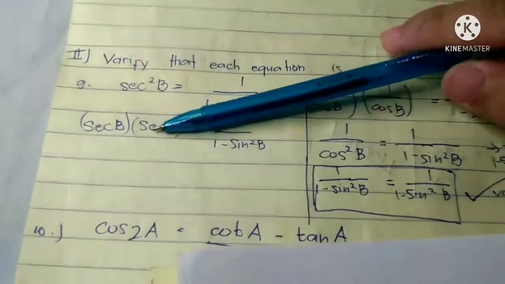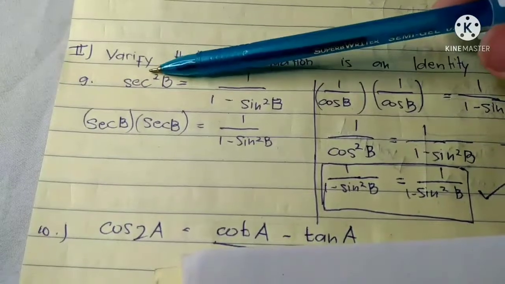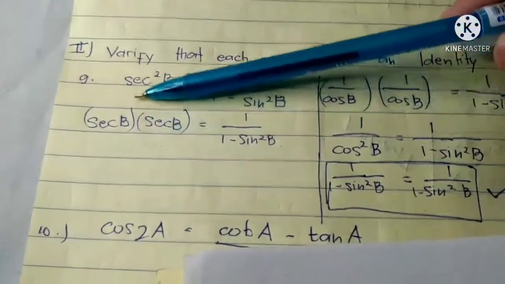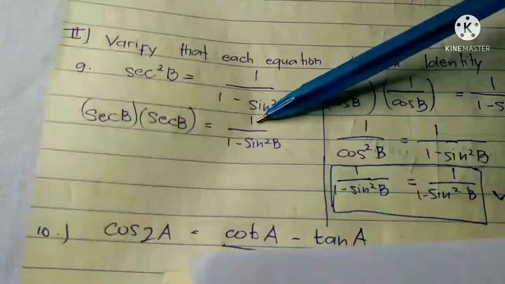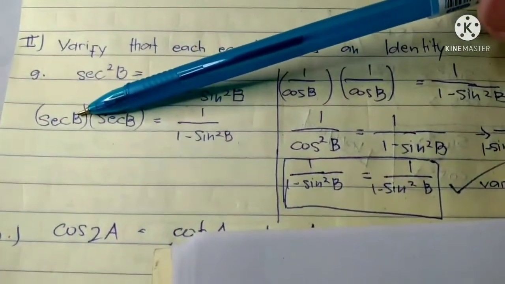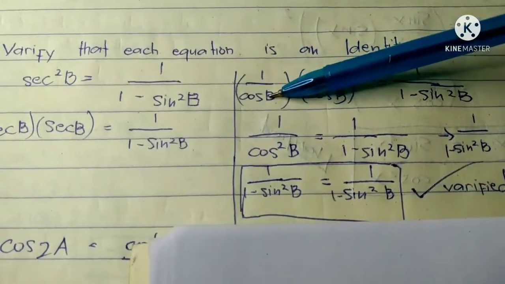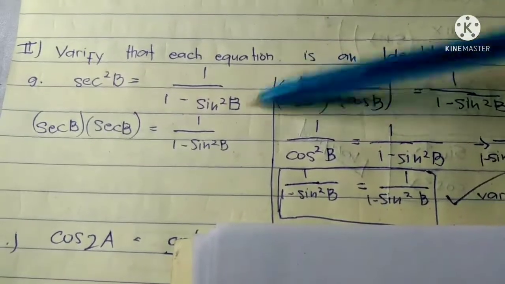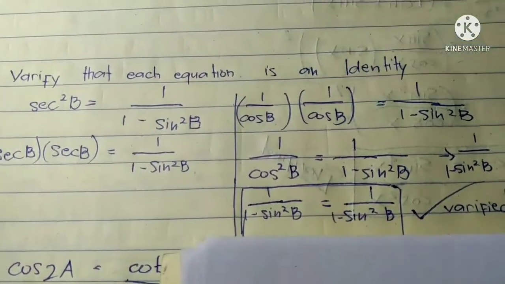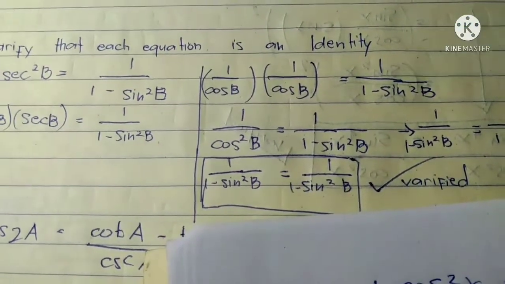So, to verify, we separate the secant squared b. So it is going to become secant squared b, and secant squared b is equal to 1 over 1 minus sine squared b. Our secant b here is, as you can see, secant is equal to 1 over cosine x. So we have here 1 over cosine b, because it is b here. So 1 over cosine b, multiplied by 1 over cosine b is equal to 1 over 1 minus sine squared b.